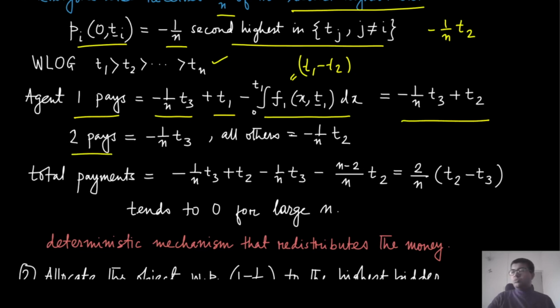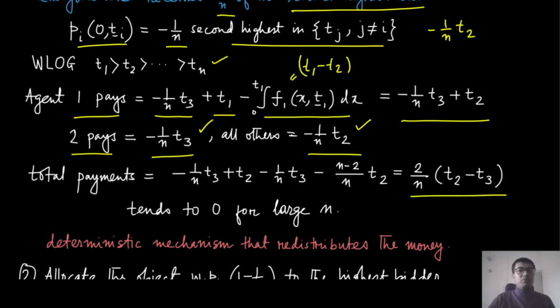For player 2, it is only going to be the third term, because his allocation is always 0. So therefore, he does not get any additional payment here. So the other terms actually disappear. For all the other players, as we know, it is going to be minus 1 by n times t2. So if we sum all these things up, all that we get is 2 by n times t2 minus t3.